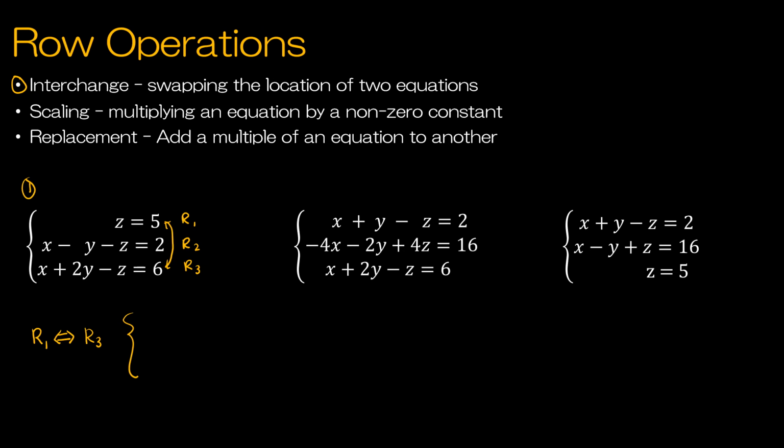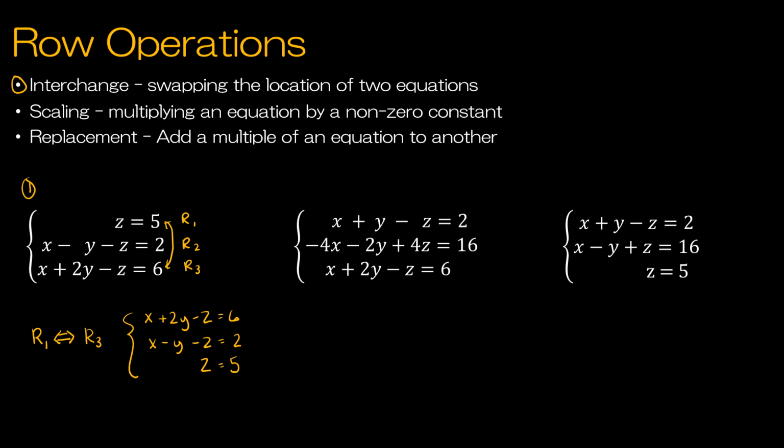My new system of equations has row 3 first. Nothing happened to row 2. And row 1 is now row 3.